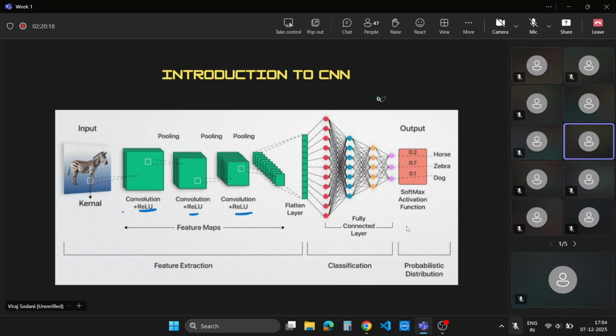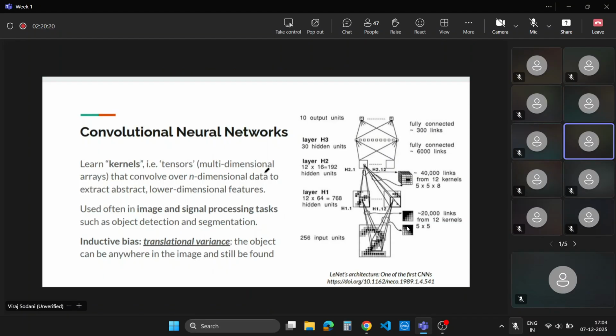Okay. Moving on. The definition. Learn kernels, that is tensors. Tensors is nothing but multidimensional arrays. Like I had said, a 32 cross 32 image. These are the number of pixels, and each pixel has RGB values. So this has become a 3D matrix. Okay. So these are the tensors.